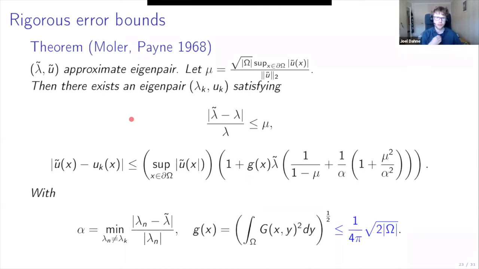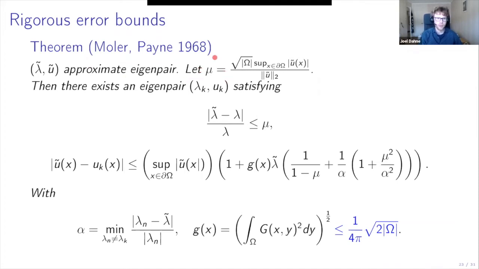The main tool for this is the following theorem by Moller and Payne. This is a slightly later paper than the one by Fox, Henrici and Moler, where they introduced the method of particular solutions. This is a slightly later paper by at least some of the same people, where they give a way to compute these bounds. Given an approximate eigenpair, lambda tilde and u tilde, approximate in this case means that it solves the differential equation exactly, but it's not necessarily identically equal to 0 on the boundary. So it's almost equal to 0 on the boundary, but not necessarily.